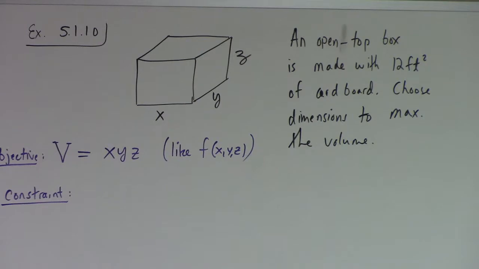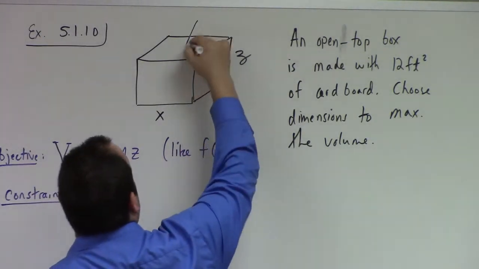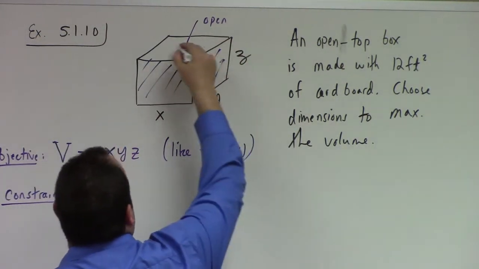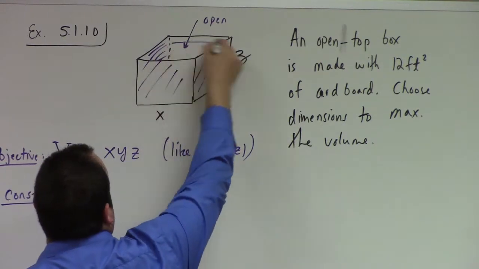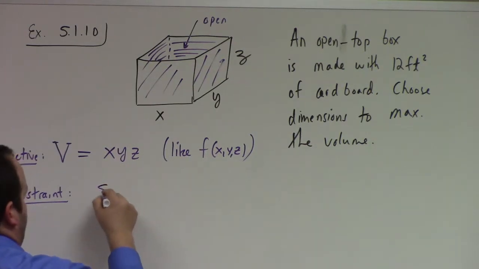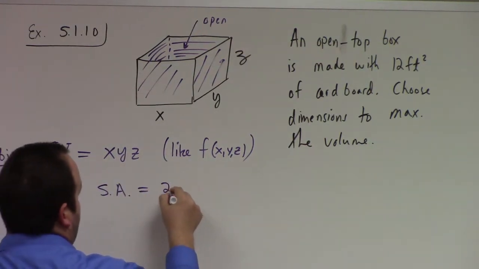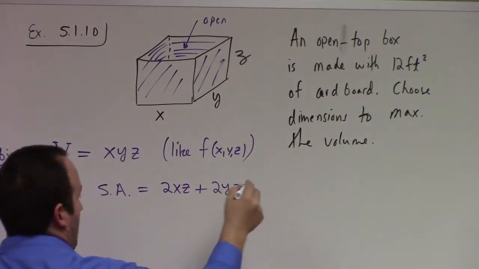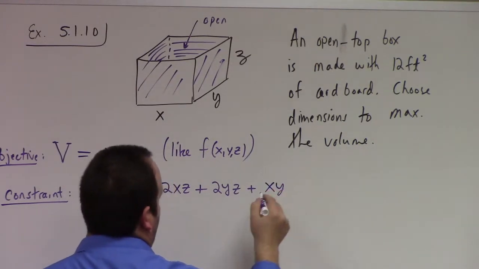Can we just use surface area by removing one side? We neglect the thickness of the cardboard. I mean, this is open, but there's every other side. The bottom is there, the back, right? So it would be 2xz plus 2yz plus what? xy. Just xy, because it is equal to 12.